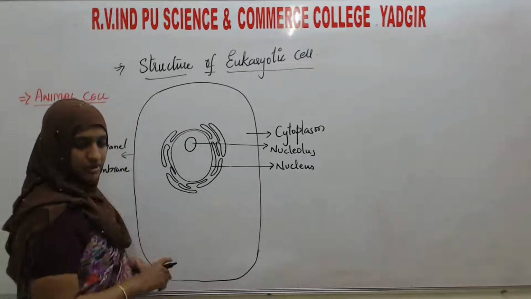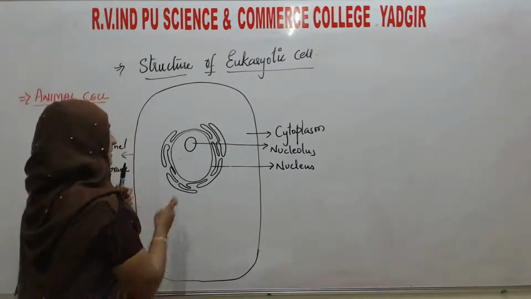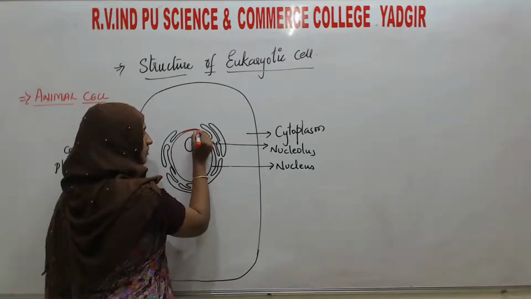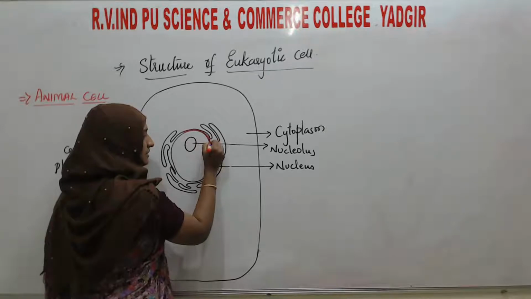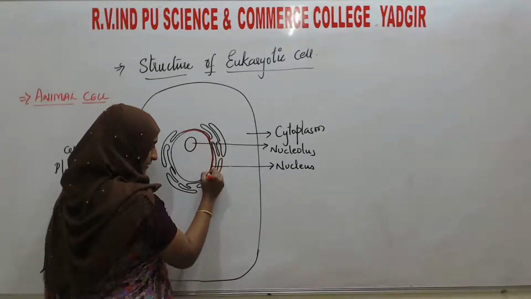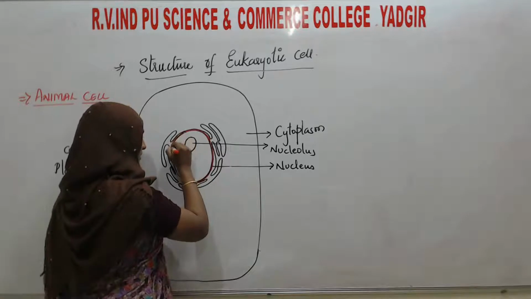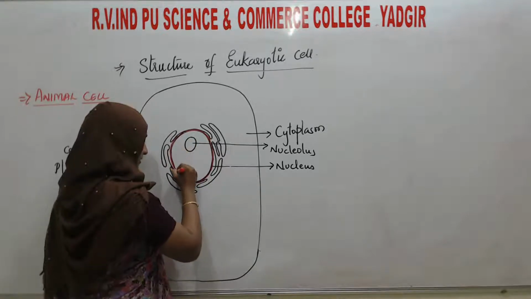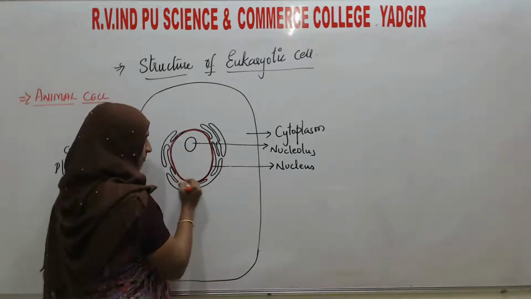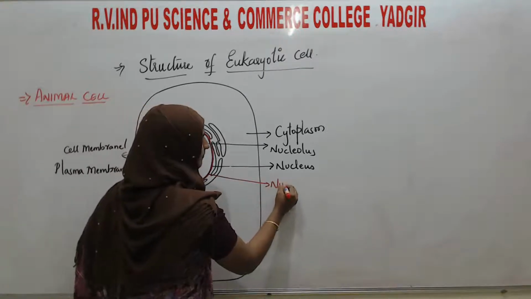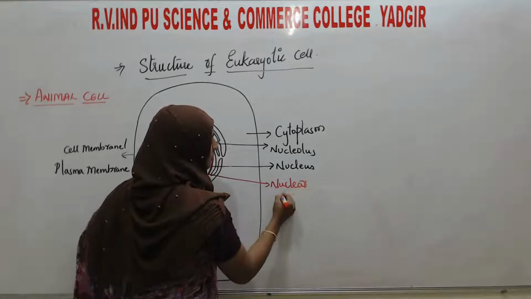Here you can see a boundary or an envelope or a layer just above the nucleus. This red line is representing the membrane above the nucleus, and this membrane is known as the nuclear membrane.